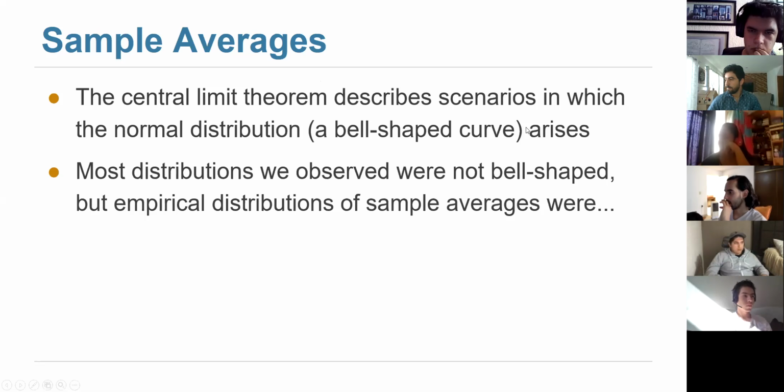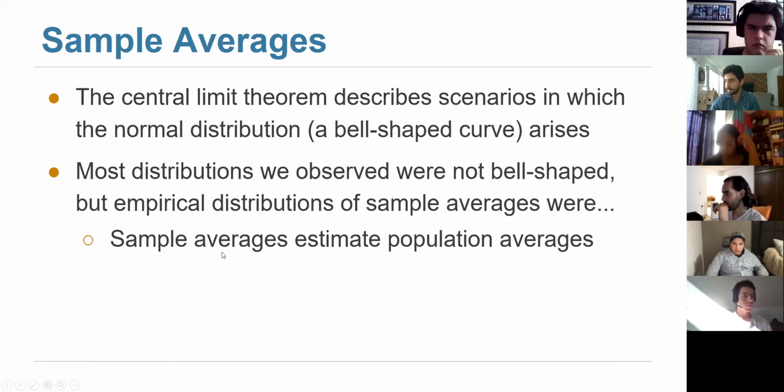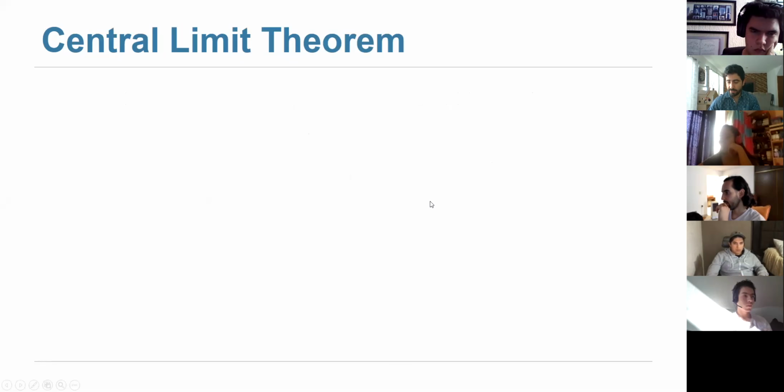But if you remember, the empirical distribution of the sample average was a normal distribution. When we took samples and calculated, for example, the average of those empirical studies, we were getting a normal distribution, a bell-shaped curve. So the sample average was estimating our population average.